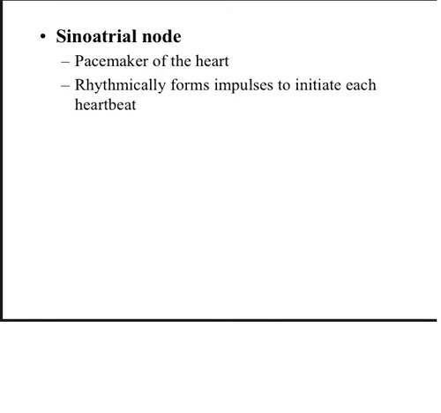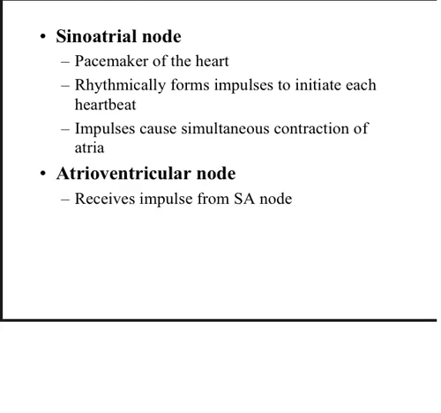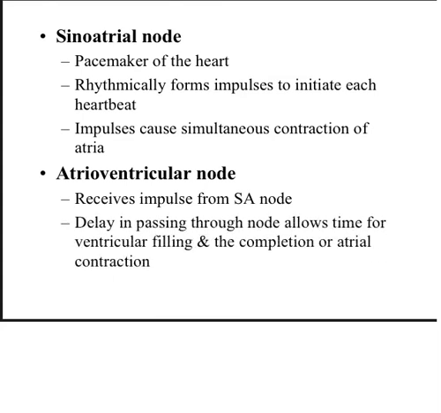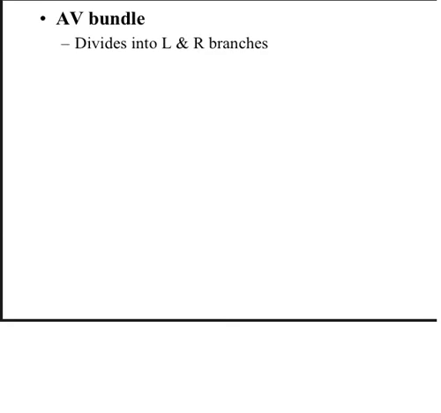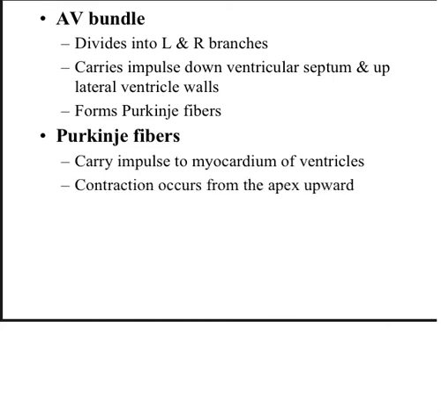The sinoatrial node is the heart's pacemaker. It forms the impulses that initiate the heartbeat that cause the contraction of the atria, while the AV node receives the impulse from the SA node, delays it in passing it to the node to allow the ventricles time to fill with blood, and then we send that electrical information to the AV bundle, the bundle branches, and the Purkinje fibers, and then up the lateral ventricular walls, and finally the impulse is relayed to the myocardia of the ventricles. The contraction occurs from the apex upward, and we eject the blood from the heart.